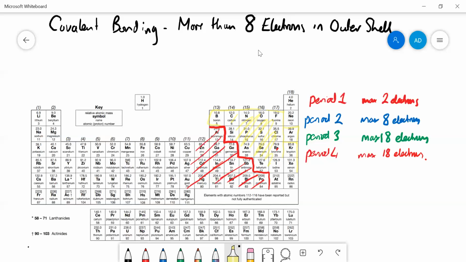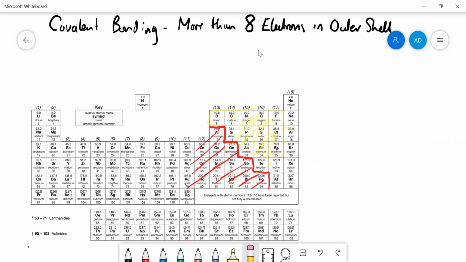Now, any element in period 2 can only have a maximum of 8 electrons. Okay, so I'm going to rub this off here. Period 1, obviously 2 electrons. So anything in period 2, you've got a max of 8 electrons when it ever does covalent bonding. But period 3 has got a maximum of 18 electrons.